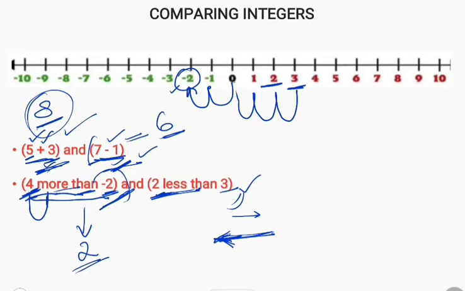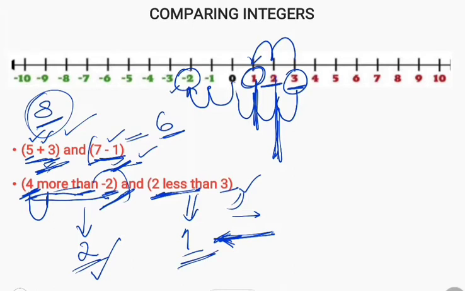So we take 2 less steps from 3. We reached till 3 earlier. So 1 step, 2 steps. So 2 less than 3, we reach till 1. This gives the answer 1. Since 2 is on the right side of 1 on the number line, this 2 is greater than 1. So that means 4 more than minus 2 is greater than 2 less than 3. This is how we compare the integers on the number line.